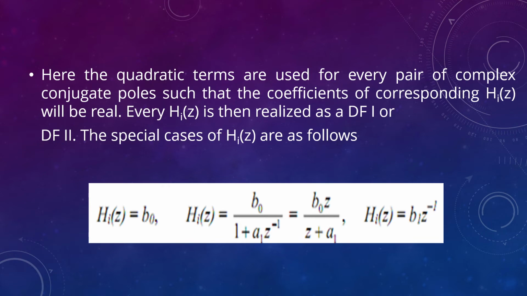Every Hi(z) is then realized as a DF1 or DF2. The special cases of Hi(z) are as follows: Hi(z) equals b0, or Hi(z) equals b0/(1 + a1 z^-1).